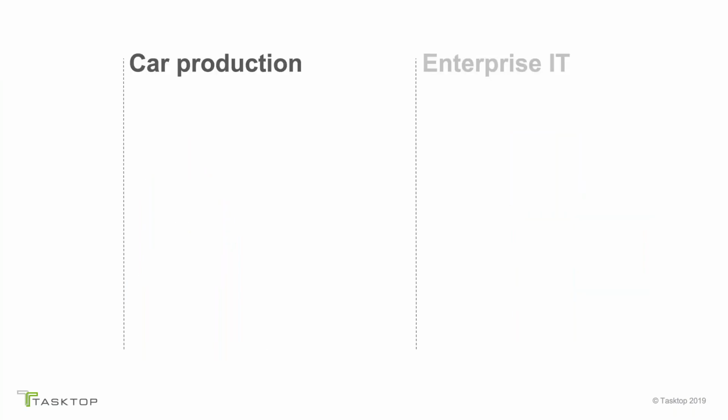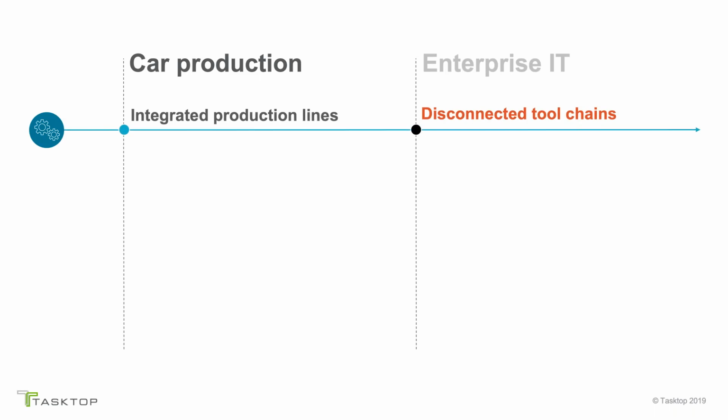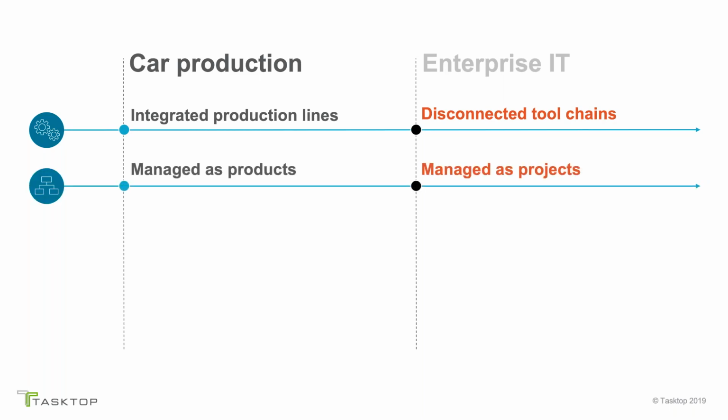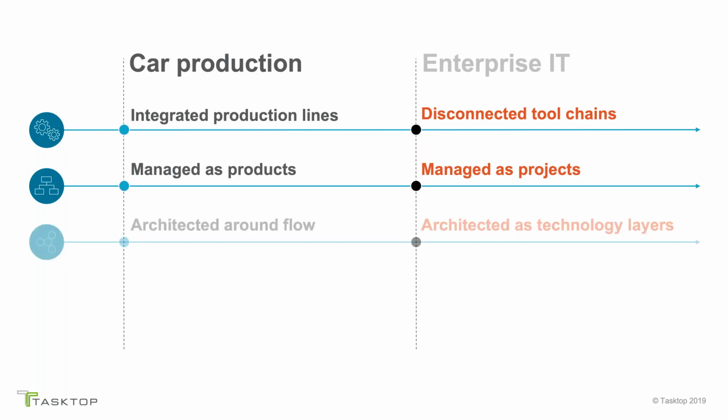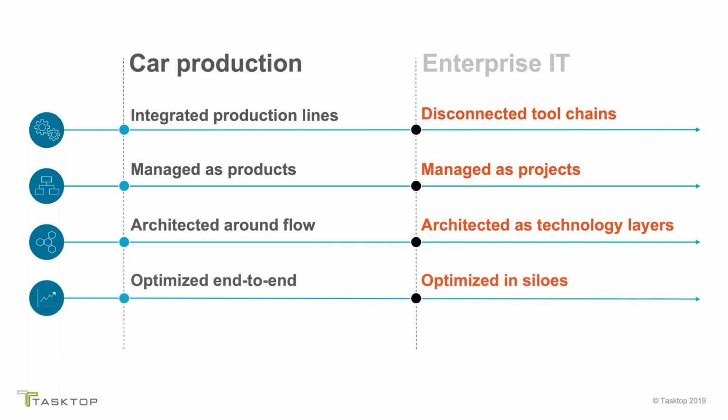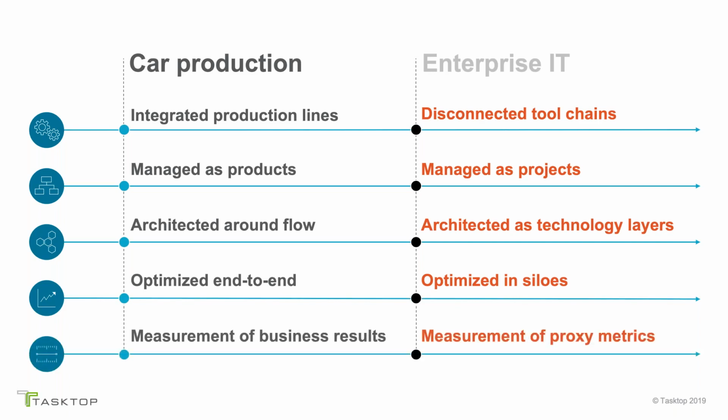So that brings us to car production. And you might say car production, and I'm going to say yes, car production. For car production, they have integrated product lines. In IT, we have disconnected tool chains. They manage everything as a product. We manage everything as a project today. They architect around flow. IT architects in technology layers. They optimize end to end. We optimize in silos. They measure the business results. We measure in proxy metrics.